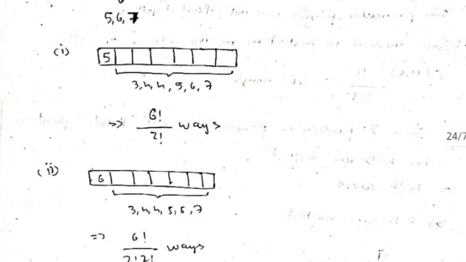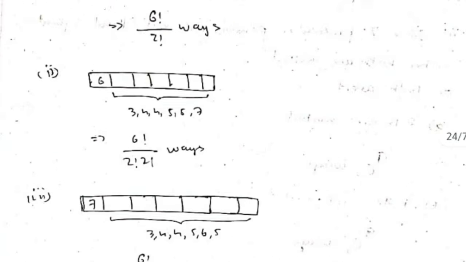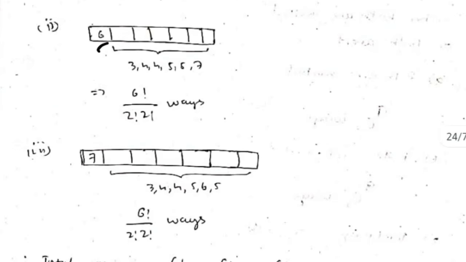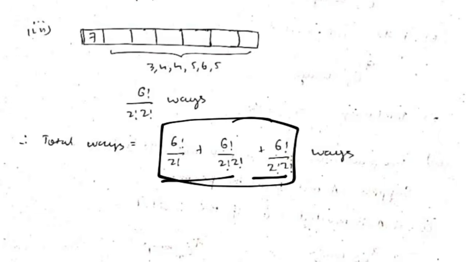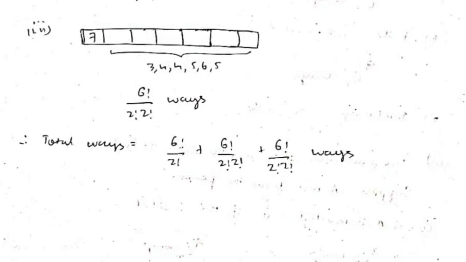So in the first case, if we consider 5 here, we will be remaining with 6 digits which are 3, 4, 4, 5, 6, 7, okay. So finding the number of ways: 6 factorial by 2 factorial. Why 2 factorial? Because 4 is repeated twice, okay. In a similar way we will do it for 6 and 7 also, and we will write the total number of ways as the sum of the 3 possible scenarios, okay. So that's the total number of ways.